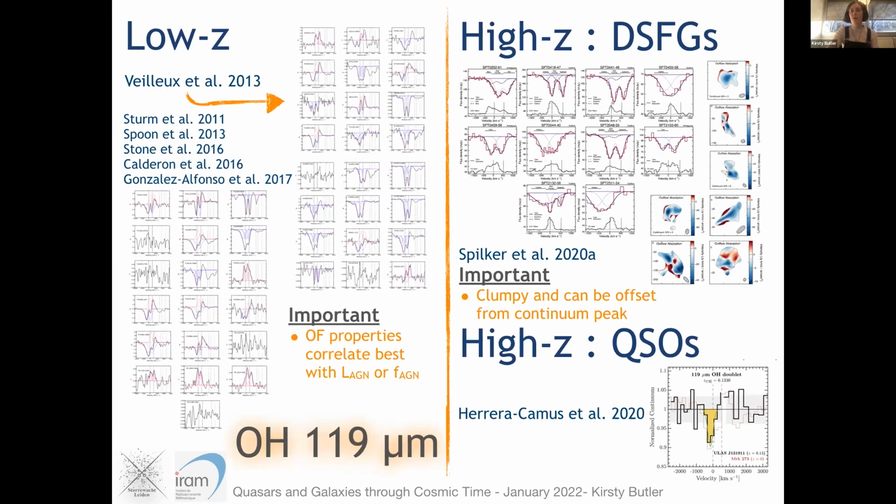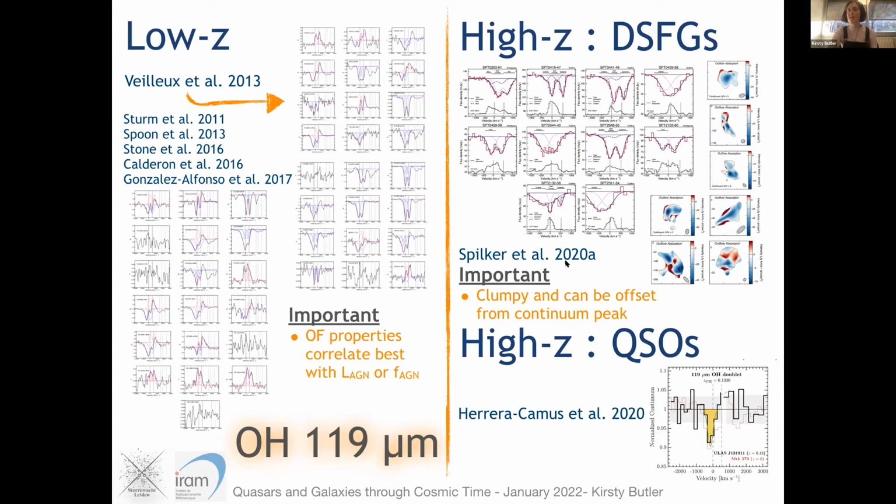So a very common absorption line that has been used both at low and high redshift is the 119 micron OH absorption line. So I'm showing you on the left some results from low redshift studies. It's a doublet and you can find it in absorption and emission. And one of the most important results from these studies at low redshift is that the outflow properties seem to correlate best with the AGN luminosity or the AGN fraction of these galaxies. So the more extreme the AGN, the more extreme your outflow. At high redshift, there's been not so many observations.